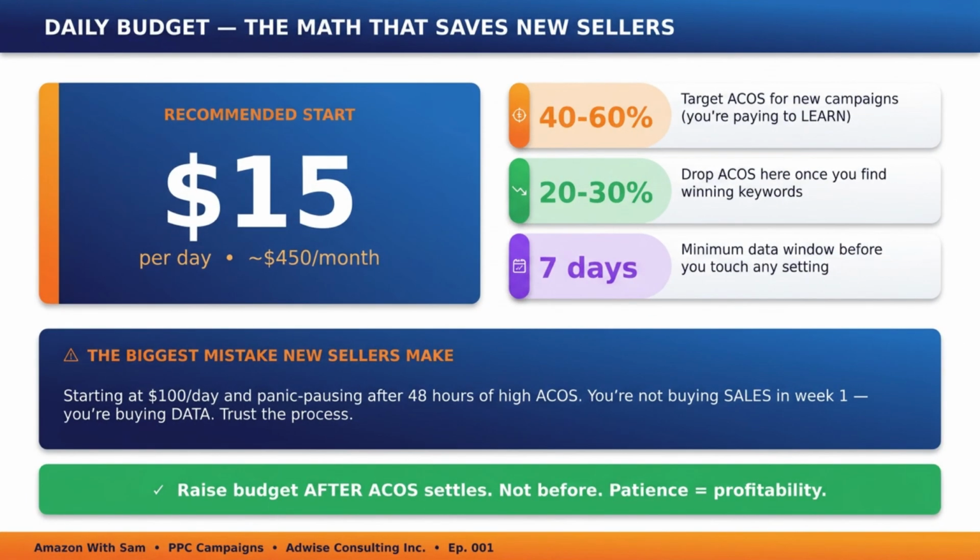Let me give you the budget math because new sellers blow this up all the time. $10 to $20 a day. That's $300 to $600 a month. That's enough to gather real data about what keywords convert and what doesn't. Your target ACOS, the percentage of sales that goes to ad spend, should be 40 to 60% for a new campaign. Why so high? Because you're paying to learn. You're paying for data. Once you find the keywords that convert, you'll drop ACOS to 20 or 30% in your performance campaigns. But the first 30 days, you accept the higher ACOS as the cost of education. Raise your budget after your ACOS settles, not before.